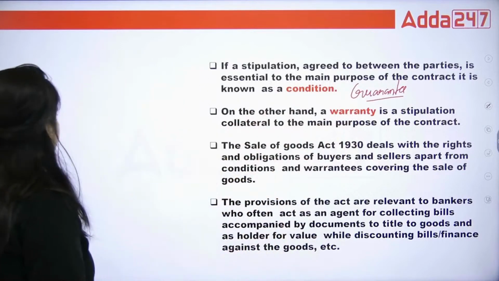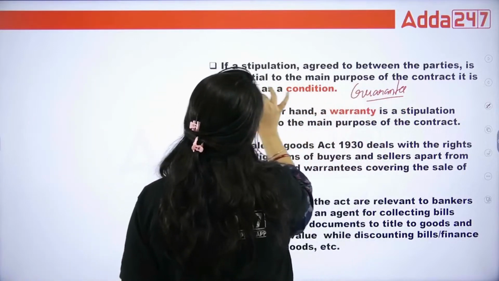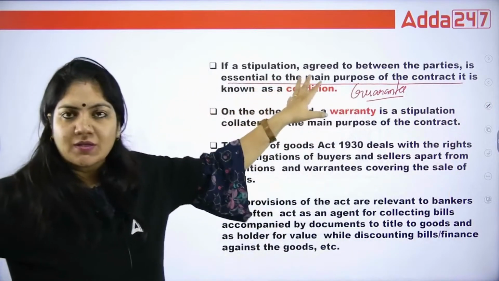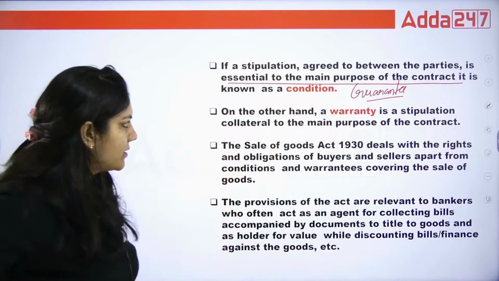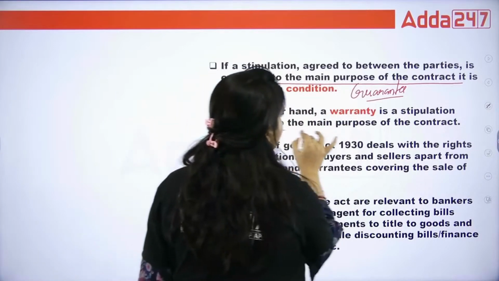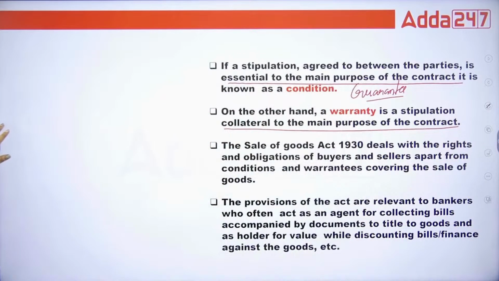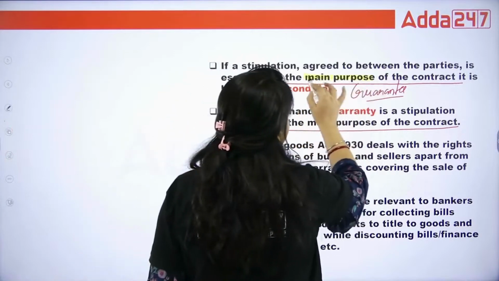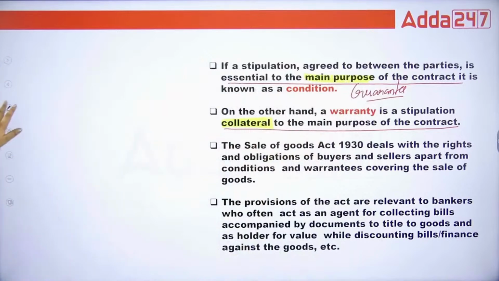So according to the definition, a condition is a stipulation agreed between parties essential to the main purpose of the contract. Just learn this line, because in the exam a question can come on it. And what is warranty? Collateral to the main purpose of the contract. So this is important, guys. So here main purpose and here collateral. So you have to learn these words.